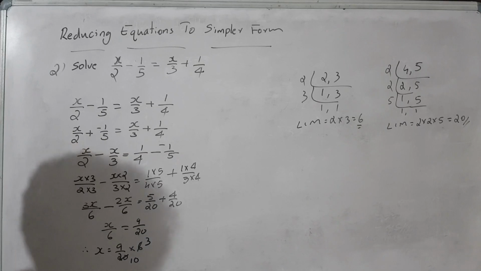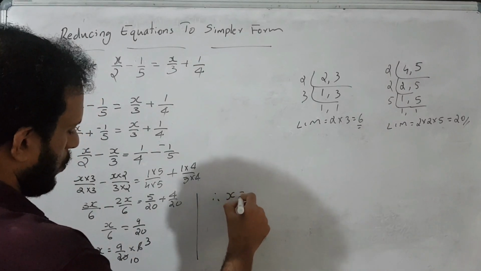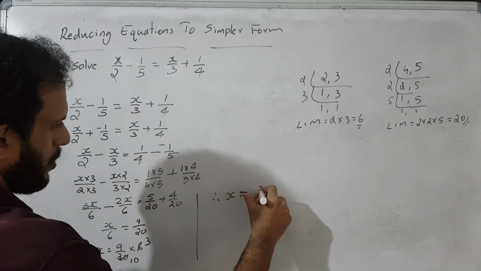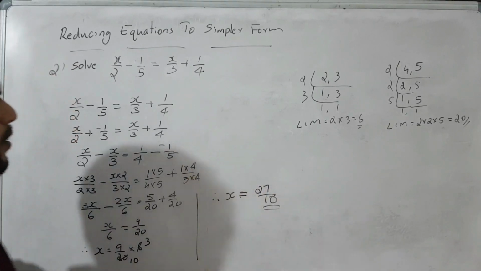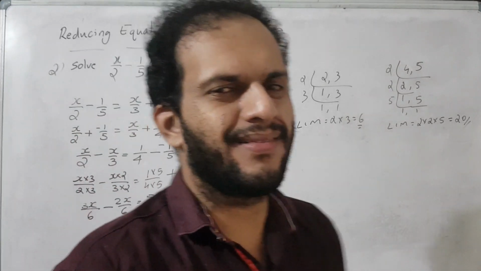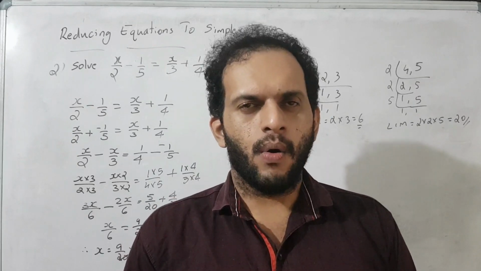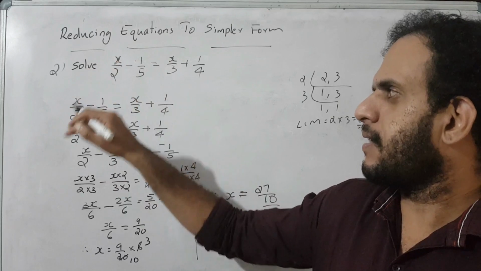Correct? Then what do we get as the value of x? Therefore the value of x is equal to 9 into 3, 27 by 10. Then the value of x is equal to 27 by 10. It's not possible to reduce, so we keep the value of x as 27 by 10. Now I think you got this idea. Okay, what is the difference between the first question and the second question?